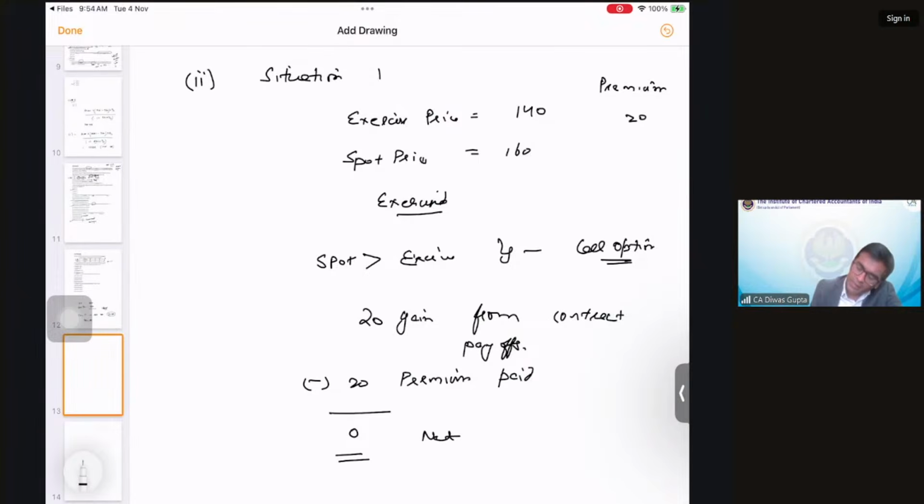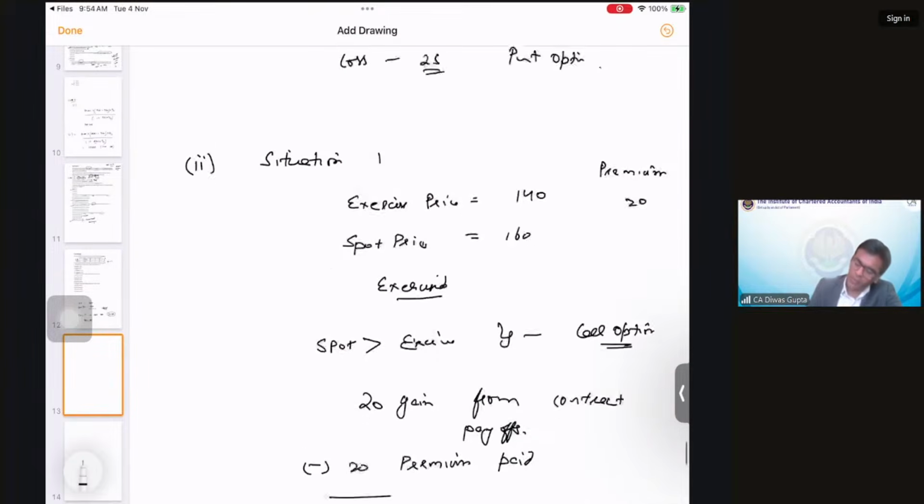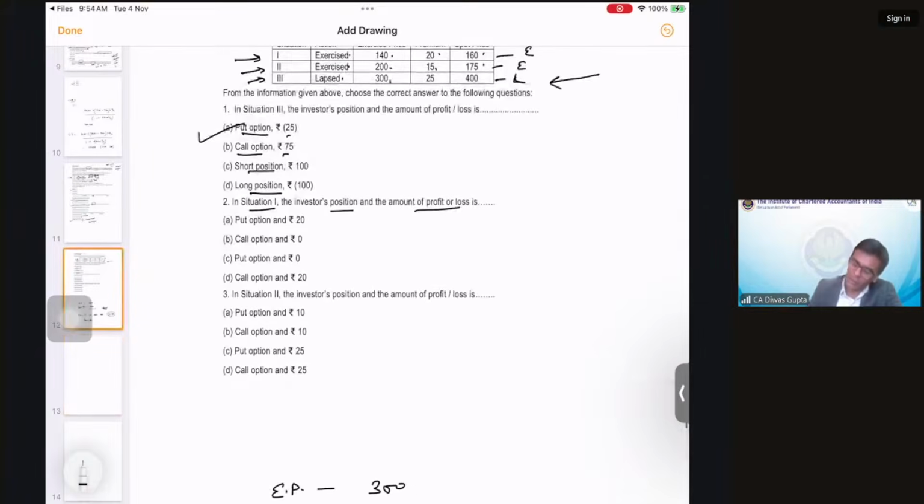So there is net gain slash bracket loss. So it's a call option with zero gain, zero loss. So B becomes the right.